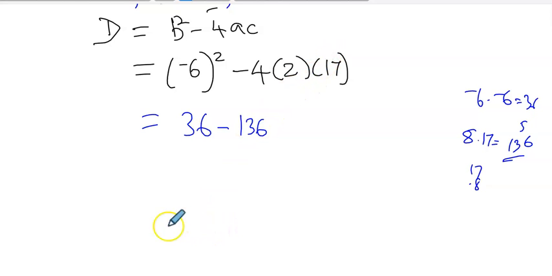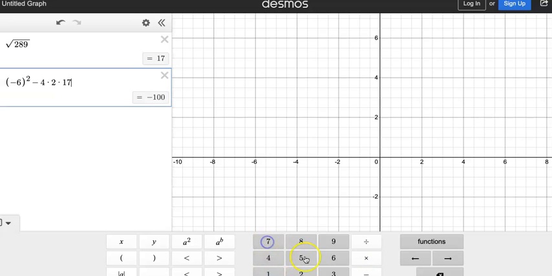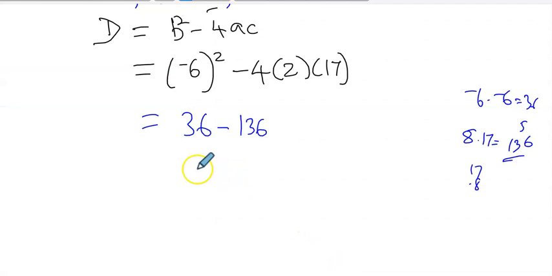So you have 36 minus 136. In fact, you can do the whole thing on a calculator: negative 6 square minus 4 times a is 2, times 17, to give you negative 100. That's all. So you have this negative 100. D is equal to this.